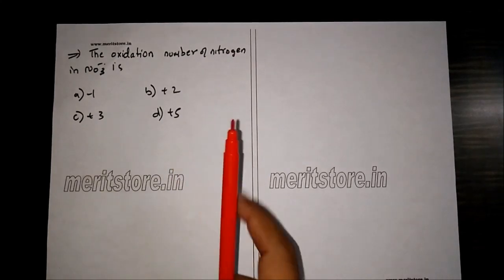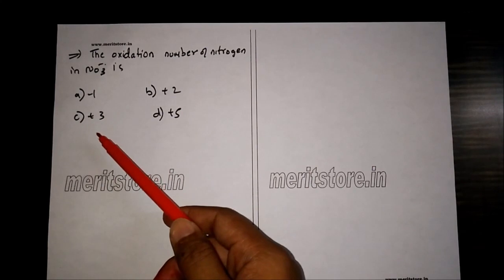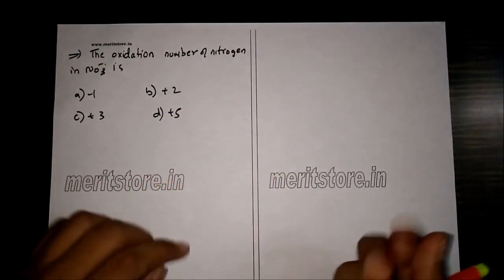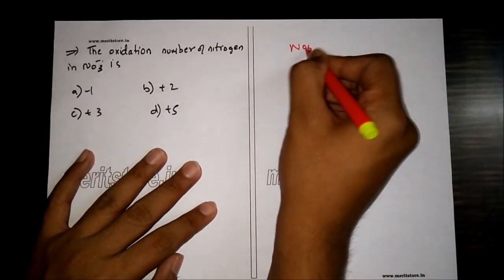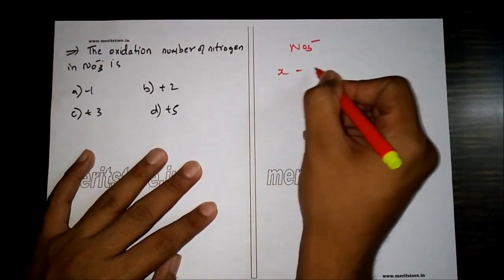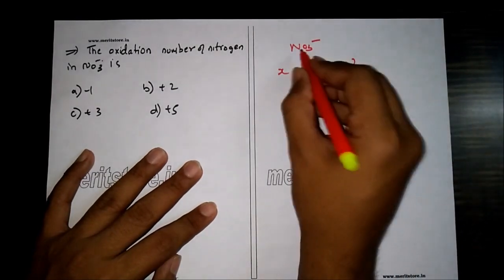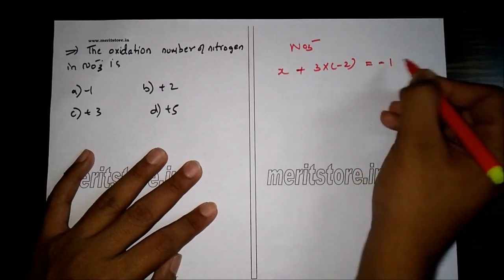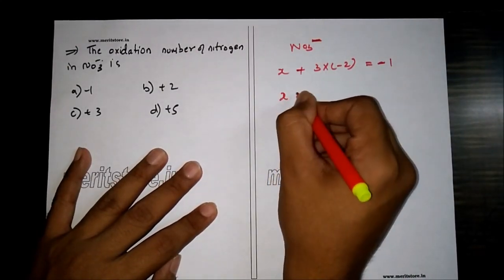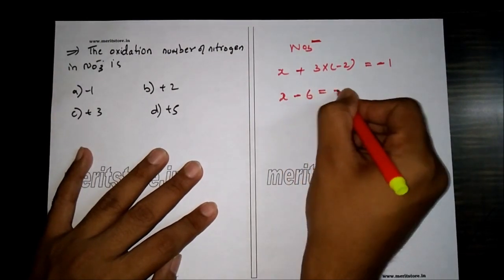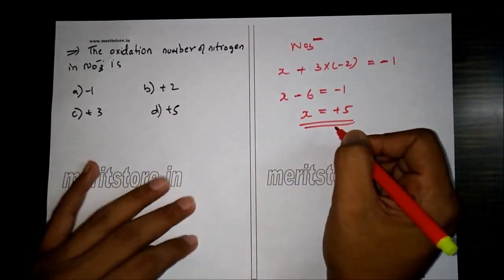Oxidation number of nitrogen in NO3 minus is A minus 1, B plus 2, C plus 3 or D plus 5. Now let the oxidation number of nitrogen be X in this compound. Therefore X plus 3 into minus 2, which is the oxidation number of oxygen, is equal to minus 1 since the charge here is minus. Therefore, x minus 6 is equal to minus 1. Therefore, x is equal to plus 5. Therefore, the correct answer is option D.